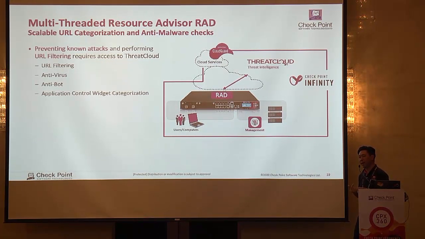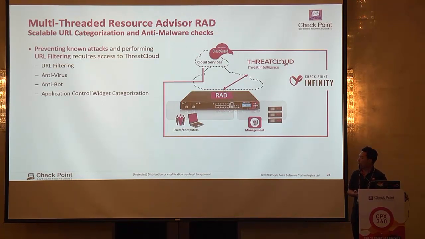When the gateway receives the packet, it will query the ThreatCloud. For example, if the user accesses www.abc.com, the gateway will query our ThreatCloud: what category does www.abc.com belong to? After the categorization information comes back, we will enforce it based on the policy. It's the same for antivirus and anti-bot. When we find communication to a destination, we will query the ThreatCloud whether the site is malicious or if the destination is a CnC server. So we use the R80 daemon to query the ThreatCloud.